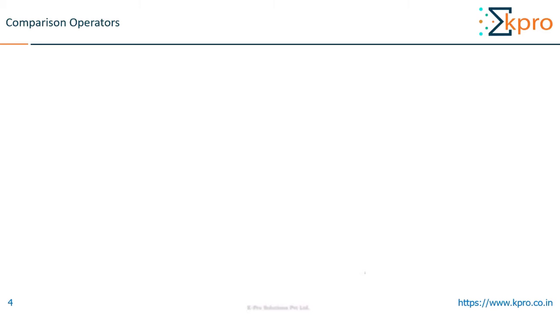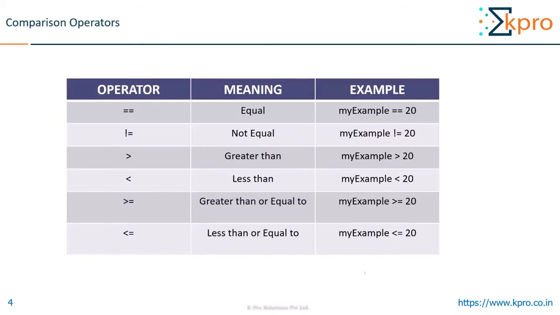Next, let us see what the comparison operators are. So these are the comparison operators in the Solidity programming language. We have here equal, not equal, greater than, less than, greater than or equal to, less than or equal to. And these are examples of how we use them.